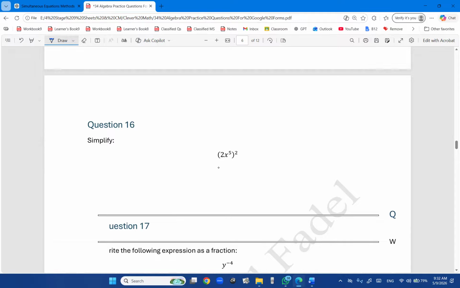The next one over here, the 2 is squared, and the x to the power of 5 is also squared. So be careful with this, please. 2 squared is going to give you 4. X to the power of 5 also is squared, so it is x to the power of 10.